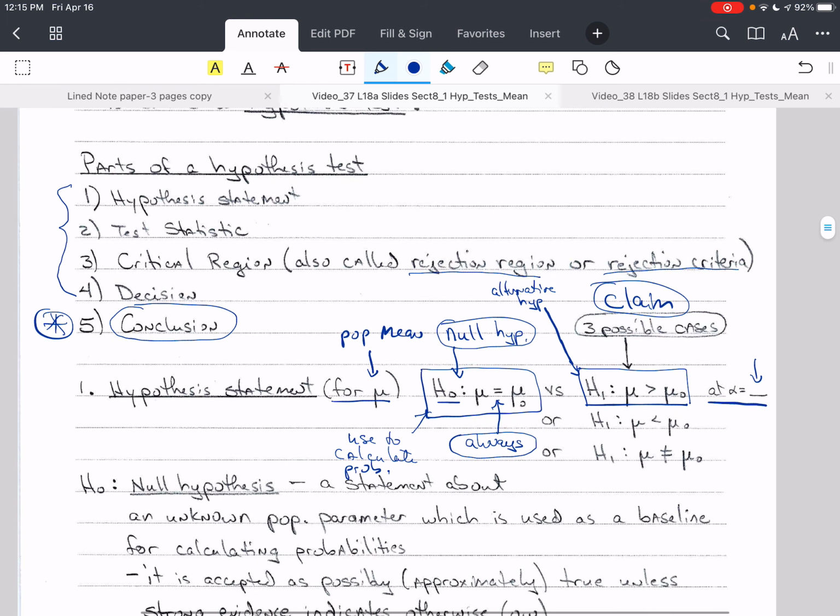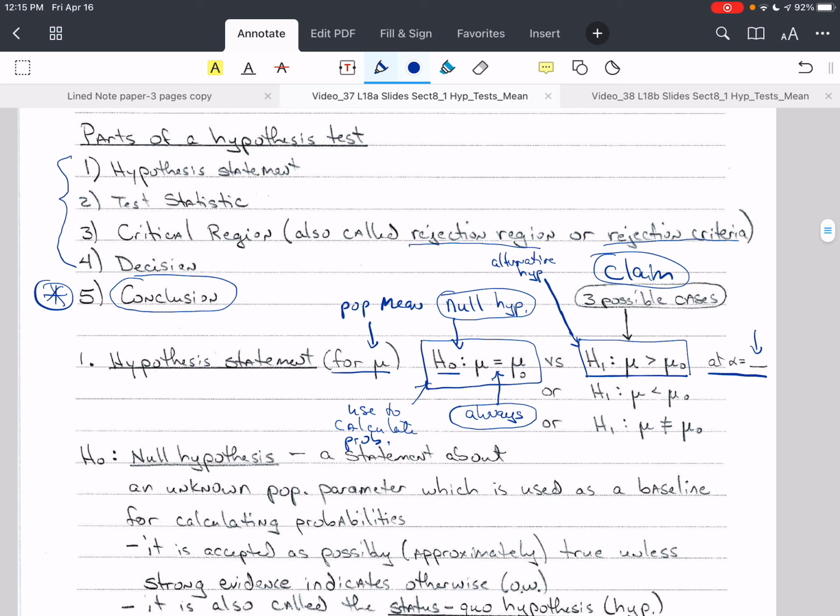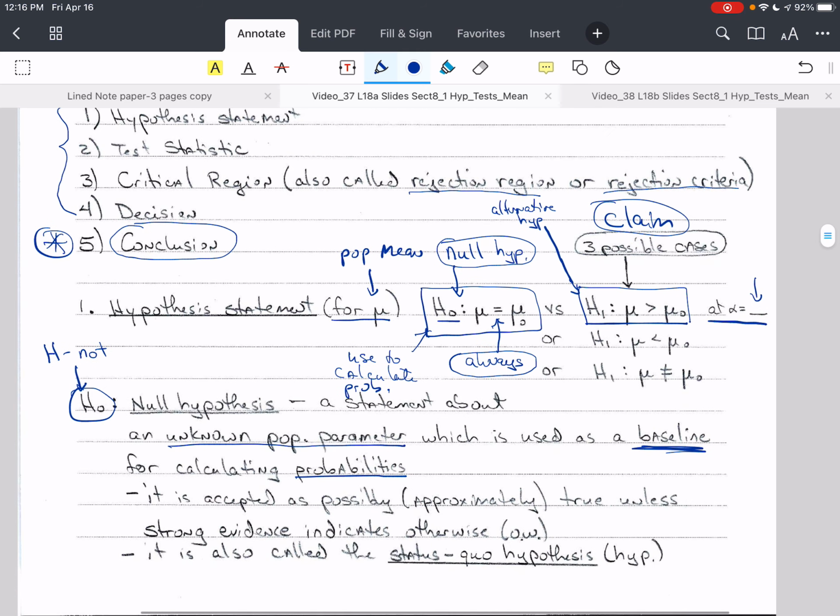Okay. So the parts of this hypothesis statement, as I've mentioned, H naught, we say H naught. The null hypothesis is a statement about an unknown population parameter which is used as the baseline for calculating probabilities. It is accepted as possibly. This is a very important word.